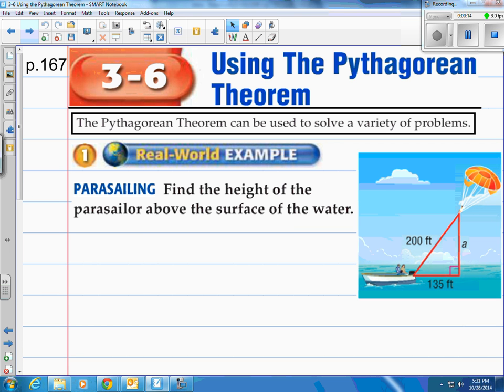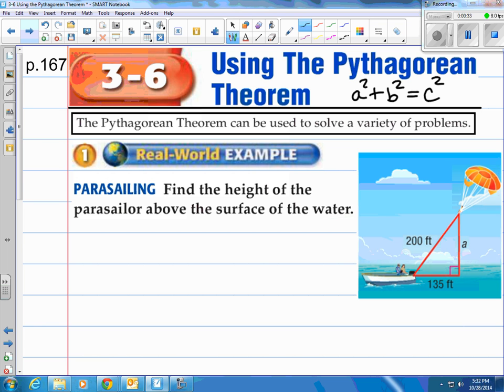Well, let's remember, using the Pythagorean Theorem means you have to understand the Pythagorean Theorem. And what that states is, in any right triangle, if you take the shorter sides, the legs, and you take the value of how long they are, you square them, we'll call them A and B, and you add them together, they will equal the square of the longer side, known as the hypotenuse. So the sum of the squares should equal the square of the hypotenuse. A squared plus B squared equals C squared.